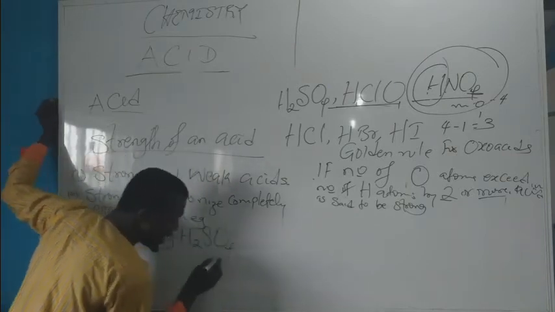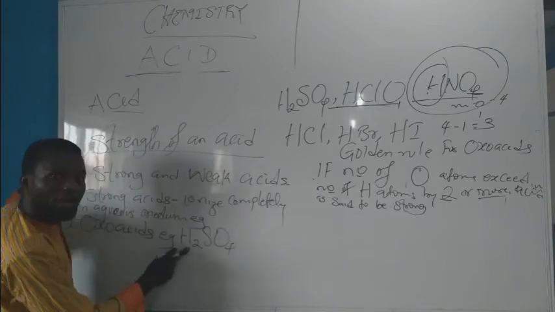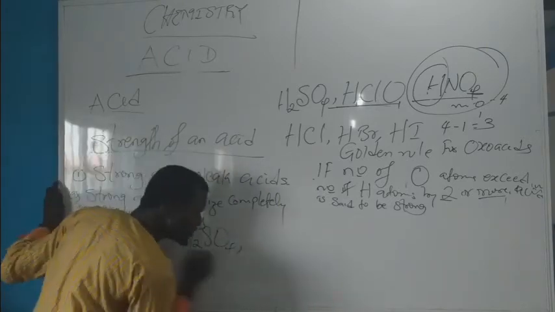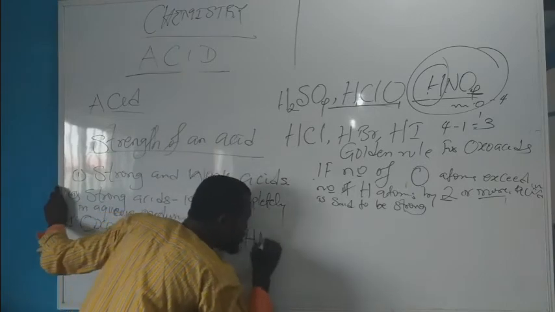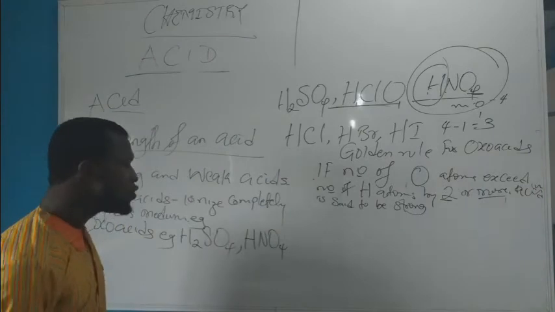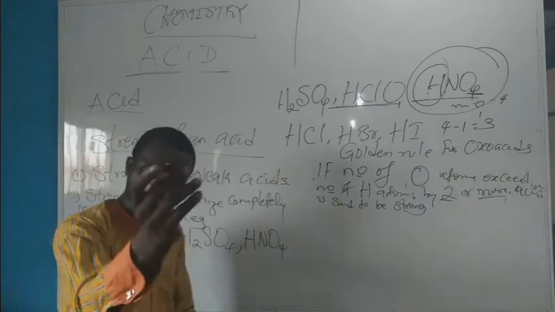H2SO4. Please look at it again. 4 oxygen atoms, 2 hydrogen atoms. The difference here is what? 2. H2SO4 is a strong acid. Then HNO4, pernitric acid. Old name; IUPAC name, tetraoxosulfate 5 acid.